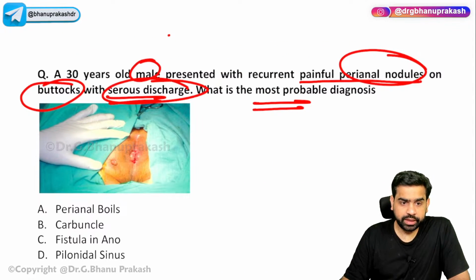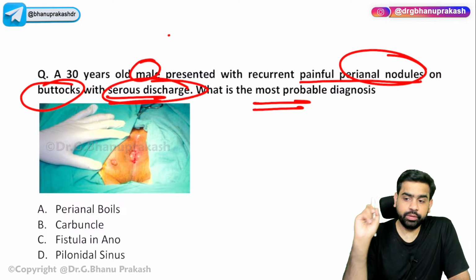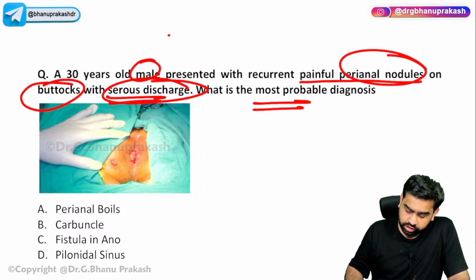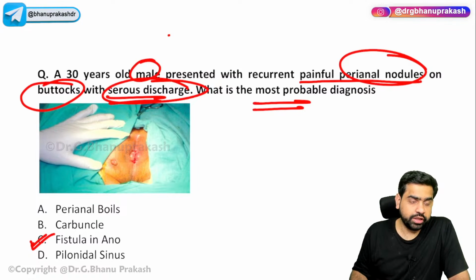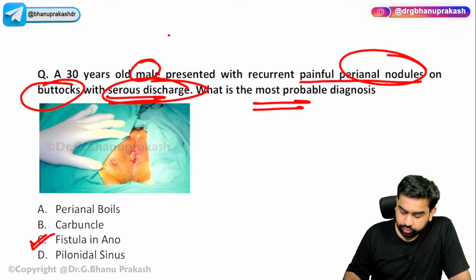So the diagnosis of this patient is fistula in ano. It is not a pilonidal sinus. Pilonidal sinus is not like that. Pilonidal sinus occurs in the sacral region. So this is your fistula in ano. This is what is called a fistula. This is a perianal fistula. Please try to understand over here.